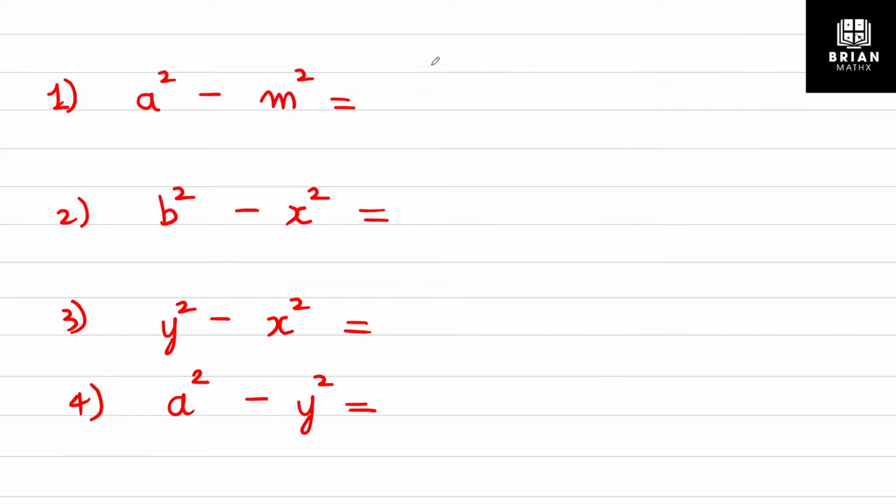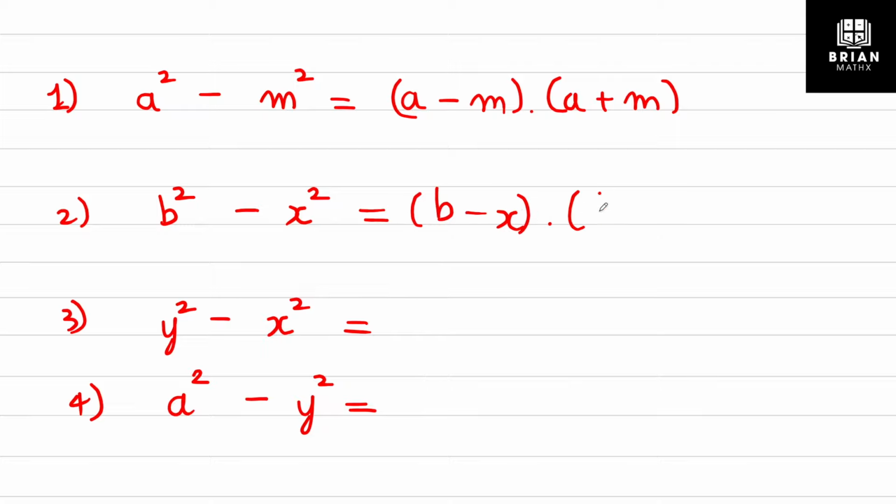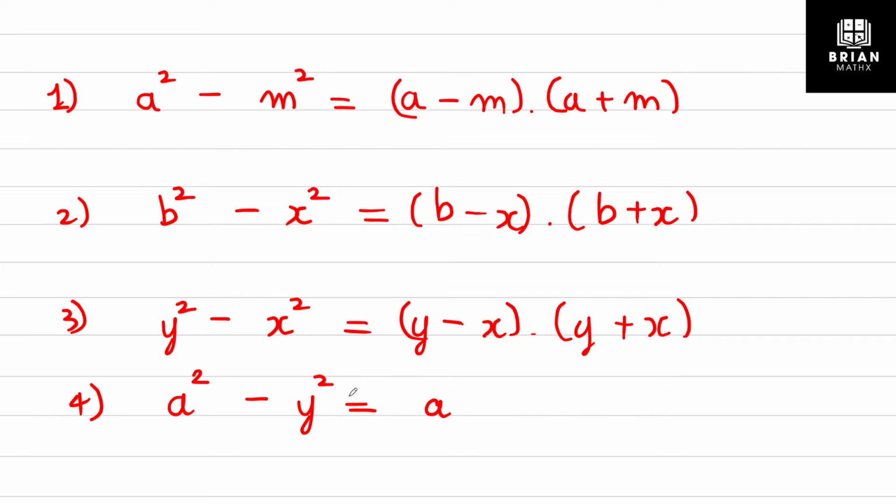First, for example, how can you do this one? A square minus m square, you get a minus m multiplied by a plus m. The next one, b square minus x square, you get b minus x multiplied by b plus x. Y square minus x square, you get y minus x and then y plus x. So a square minus y square, you get a minus y multiplied by a plus y.